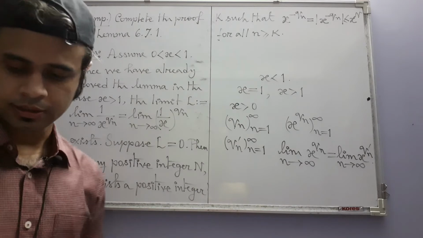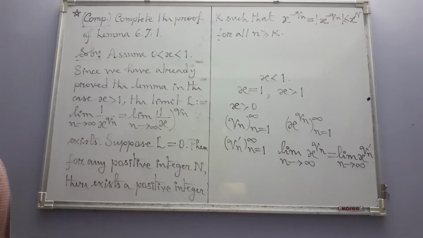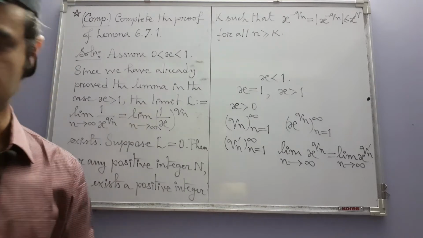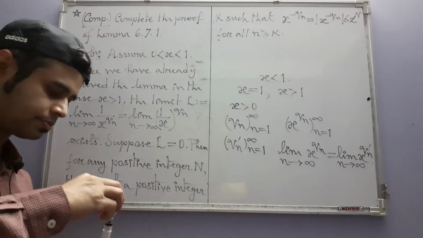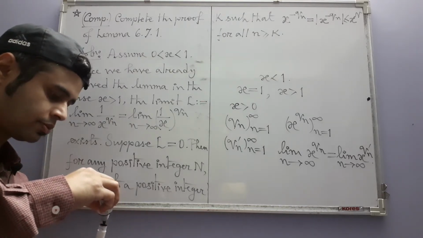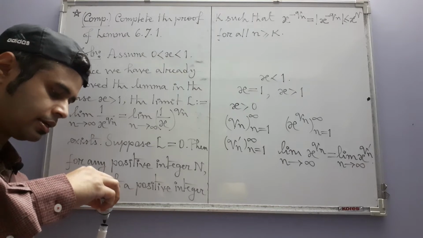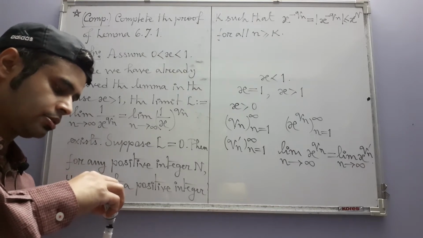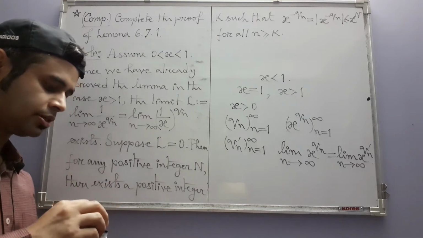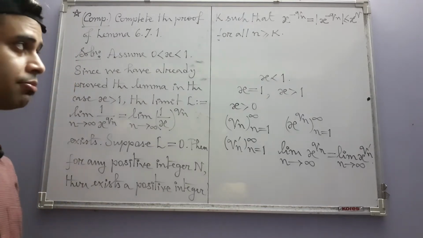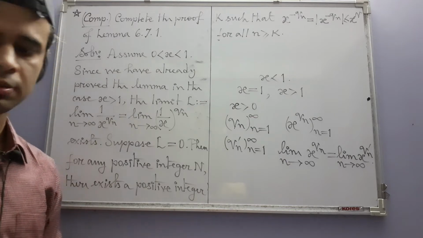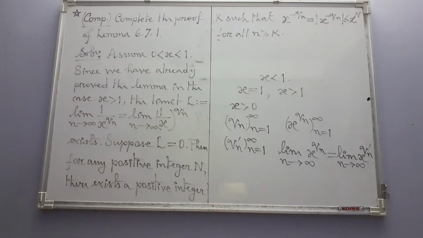Okay, will it be okay if I use some more ink, because I don't think it's quite visible. Now what have we done here in this line? Because L is the limit of the sequence 1 over x to the power qn, what we have done here is nothing but we have applied the definition of limit.